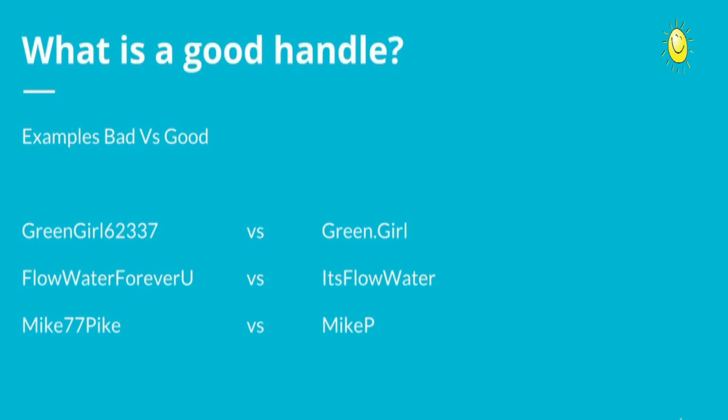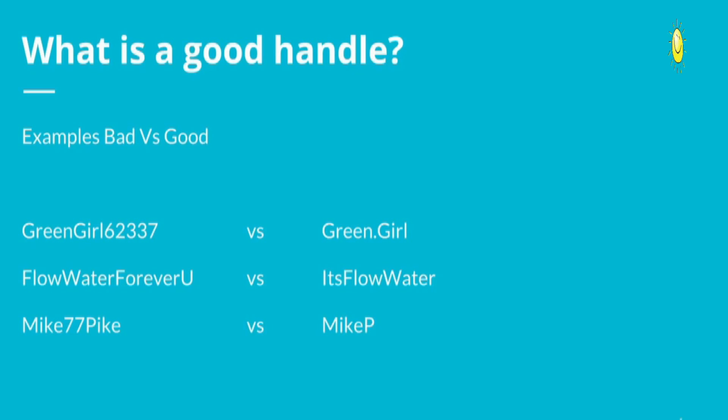So what is a good handle? These are examples of bad versus good handles. For example, greengirl62337 is a lot worse than green.girl. On Instagram, you can include periods to break up your name. The next example would be Flowwater Forever You instead of It's Flowwater, and Mike77 Pike versus Mike P. As you can tell on the right hand side, these names are much easier to remember as they're a lot shorter, quicker, and straight to the point than the bad examples on the left.